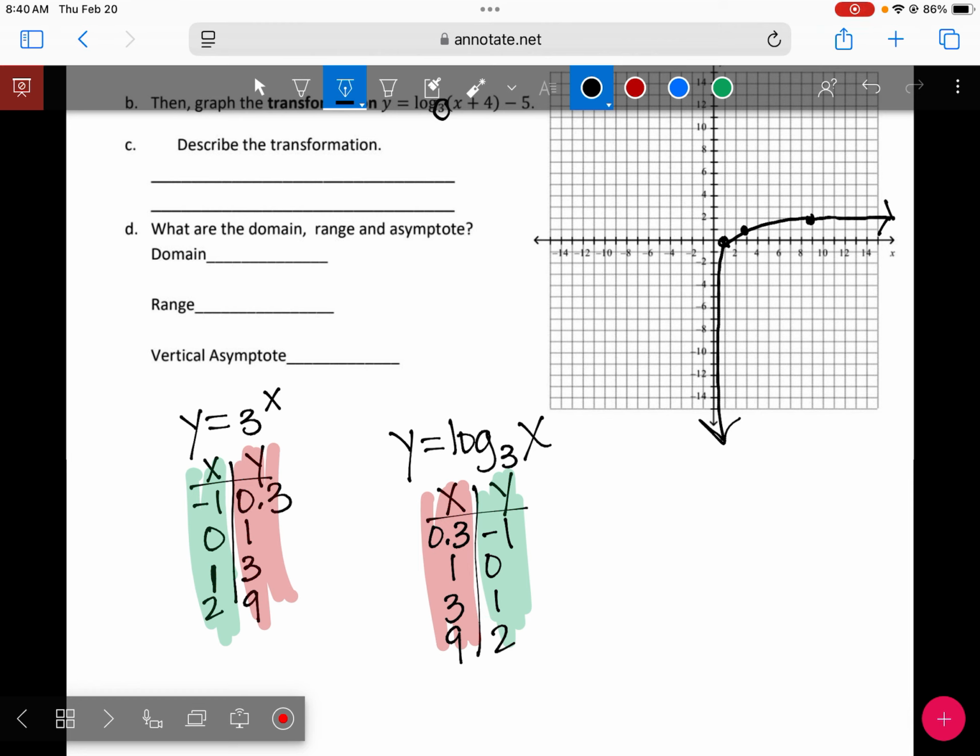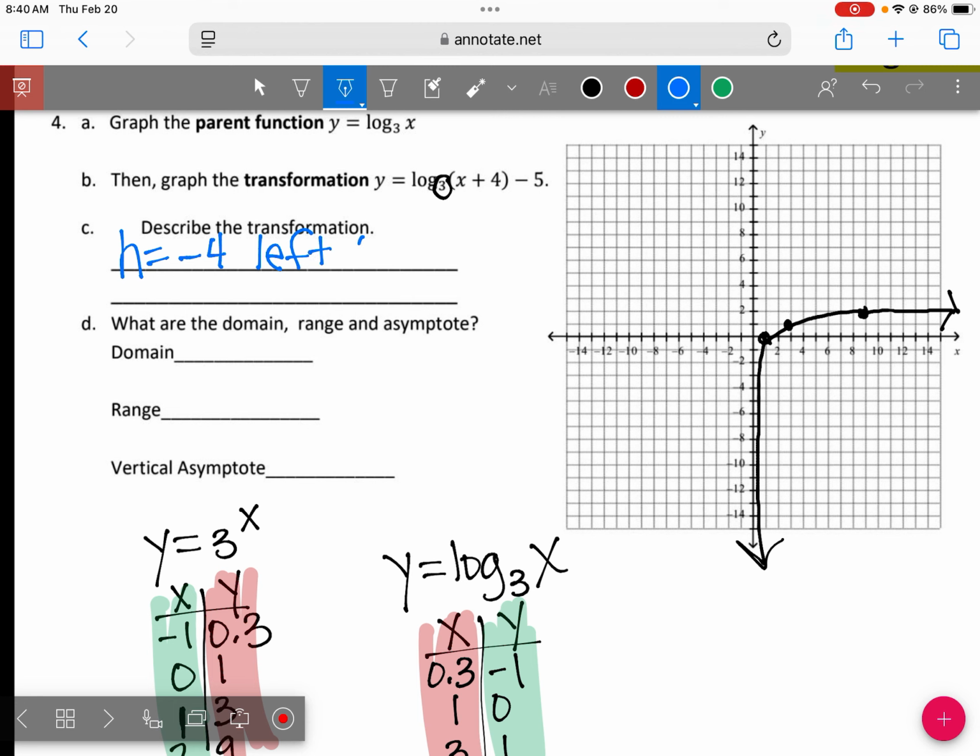So what's my h value? H is inside of the parentheses, flip the sign. -4, which is going to make it go left 4. So because that's the MVP, I like to fill in the rest. That means that my domain is going to be x is greater than -4. And this time my wall is going to be at x equals -4.